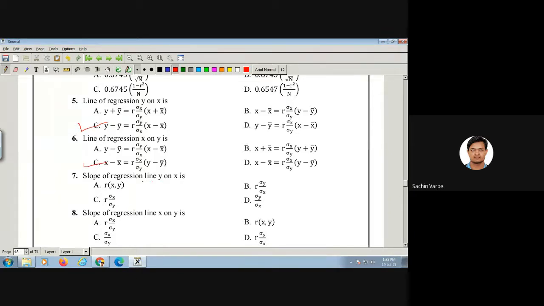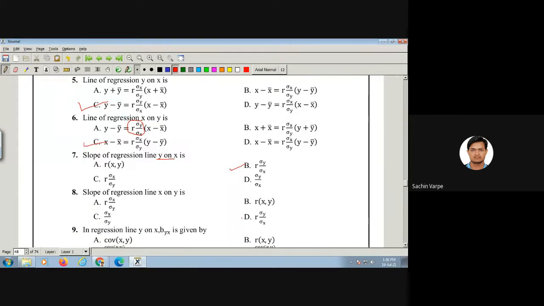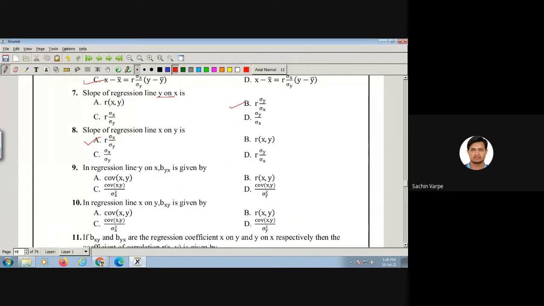Slope of the regression line. So this is of y on x, no? So this is the slope which is byx, and slope of x on y is this one. In line of regression, byx is what? Byx is this, and here when I substitute the value of r, what is r? Look, r is covariance upon sigma x sigma y, into sigma y upon sigma x. So this will get cancelled. Sigma x into sigma x, sigma square. So what is the correct option? This one. Right.